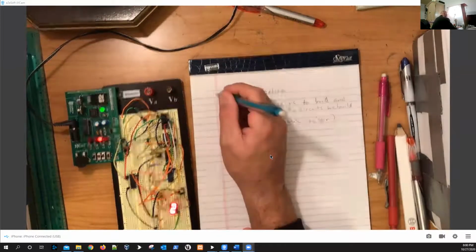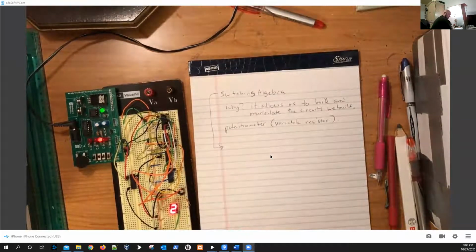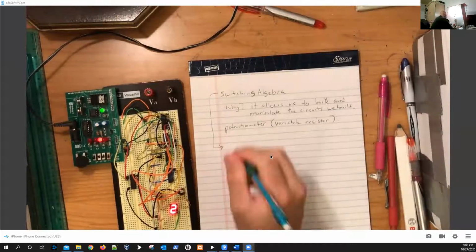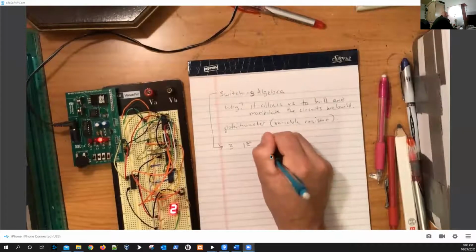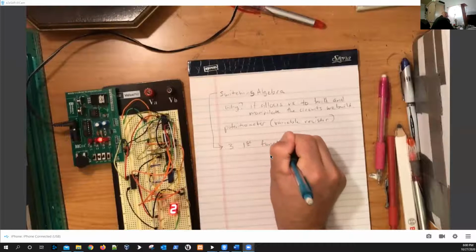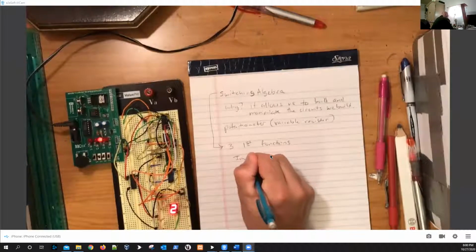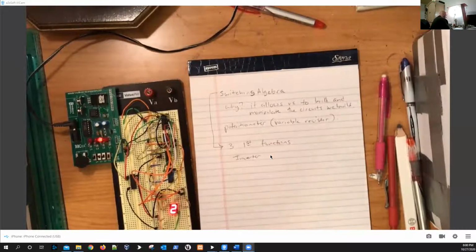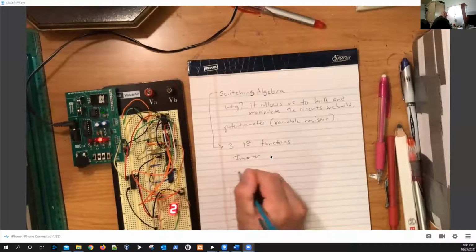All right, switching algebra. Kind of took a little detour there. That happens. Like I said, it's going to be a quick overview. The first three functions we look at are the inverter, and here's a truth table for it.